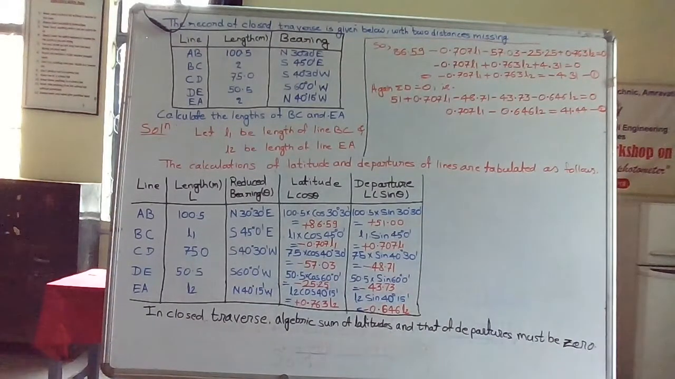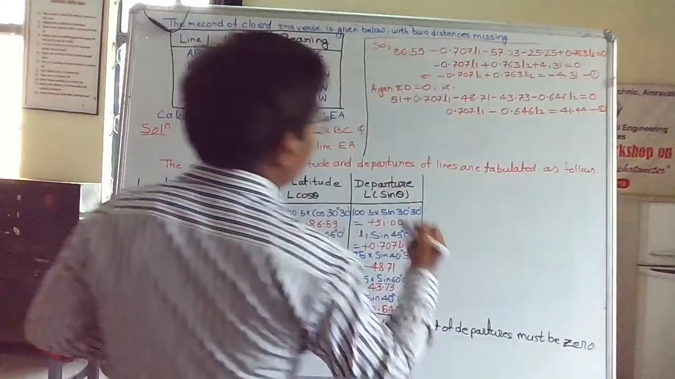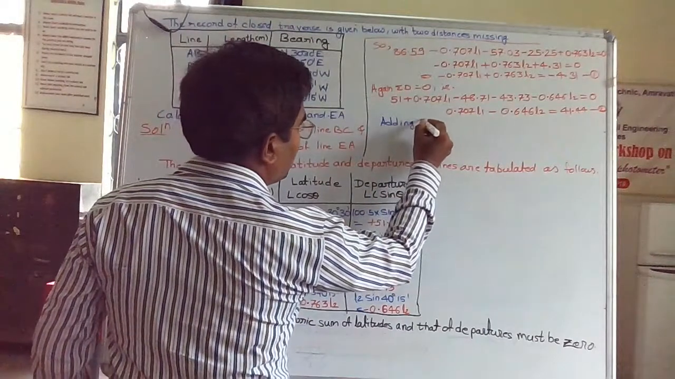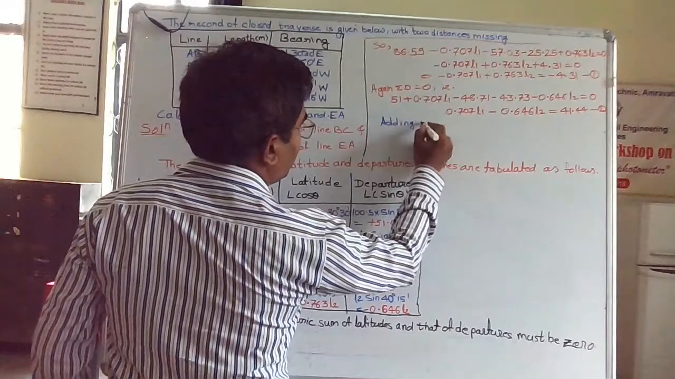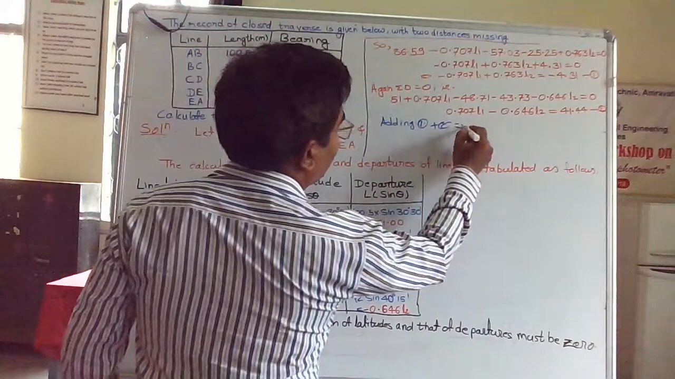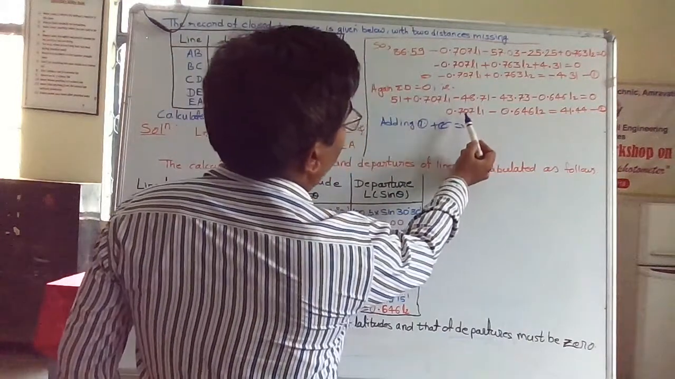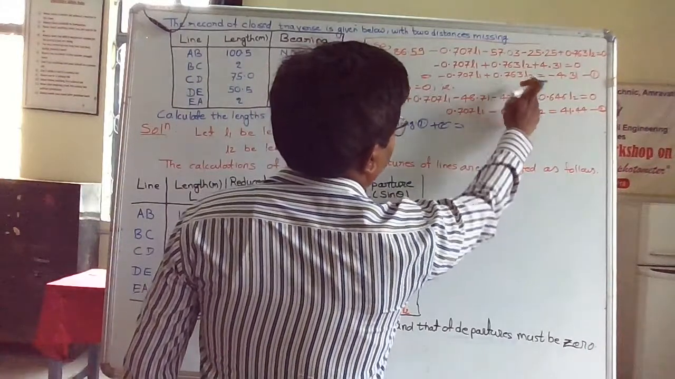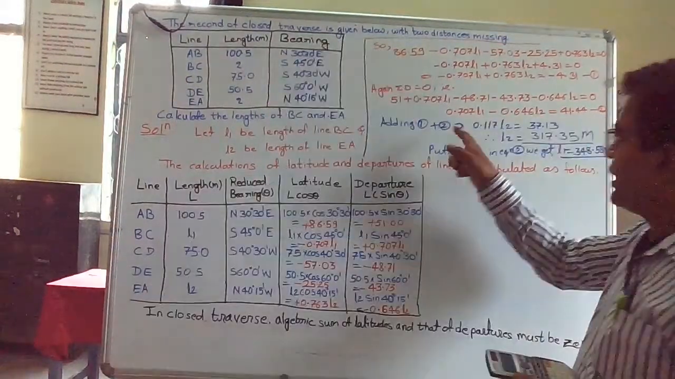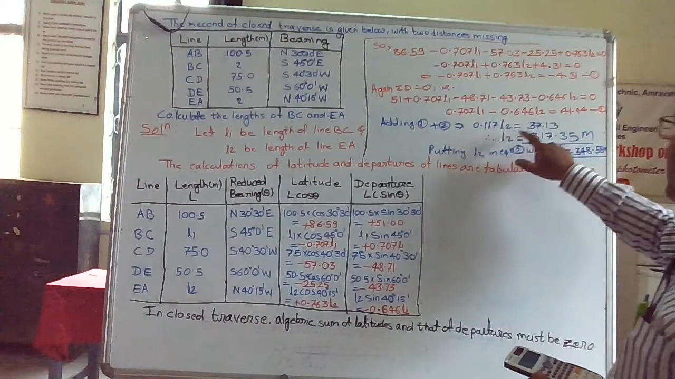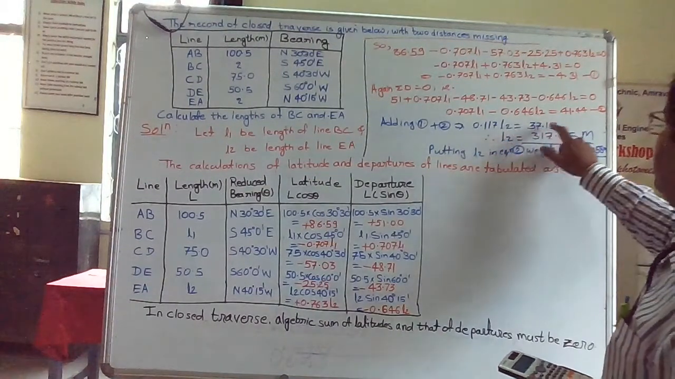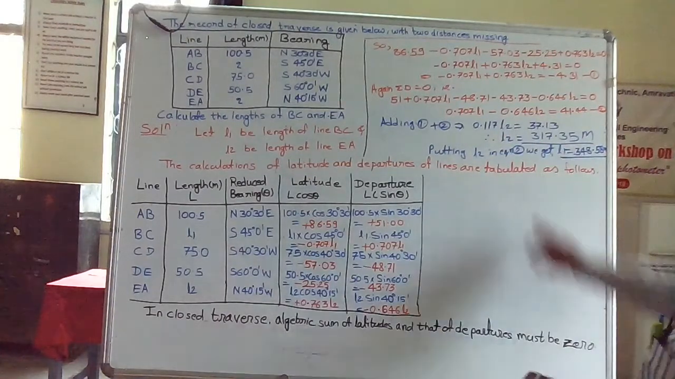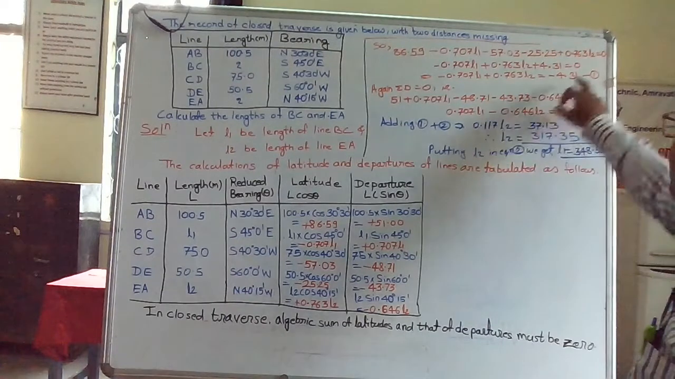Okay, so first we will solve it by adding 1 and 2. Adding 1 and 2, the 0.707 and minus 0.707 get cancelled, and here we get 0.763 minus 0.646. So by adding 1 and 2, we get 0.117 L2 is equal to 37.13, and from that we get L2 is equal to 317.35. We can put this value of L2 in either equation 1 or 2.